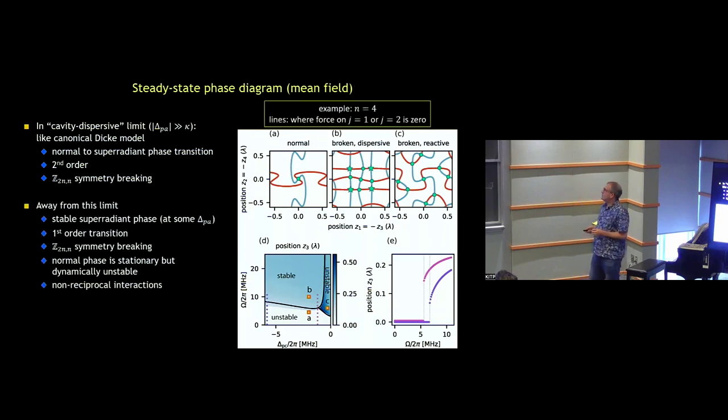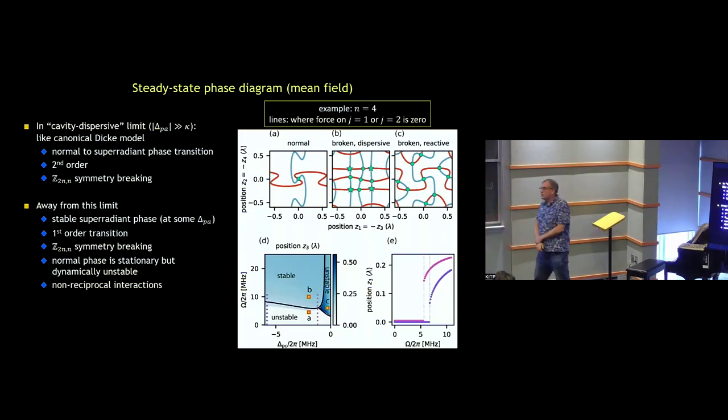But one thing that's very different is if you go away from this limit. So if you consider the fact that there actually is a finite linewidth of the cavity, what we find now is something different. First of all, we find that the phase transition from the normal phase, if you will, to the superradiant phase is no longer second order, it's a first order phase transition. And secondly, we find that the normal phase is now always dynamically unstable. So there actually isn't a steady state in the normal phase. There's only a steady state that you find in the superradiant phase. So that's different and interesting.